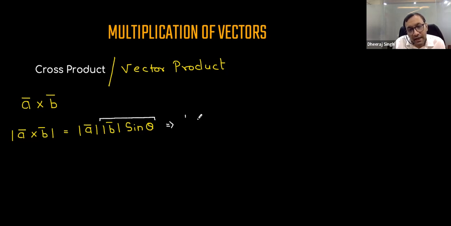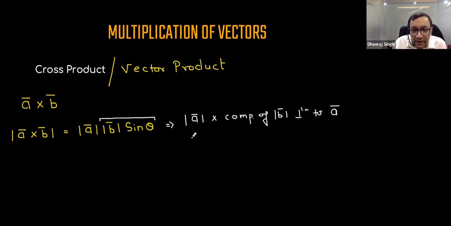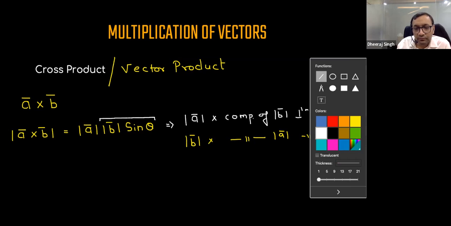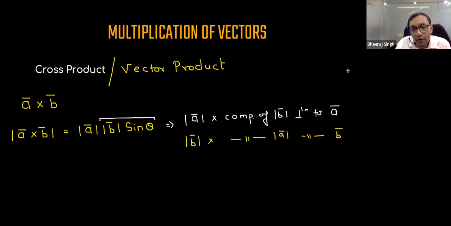So this is A into the component of B perpendicular to A, or you can say B into the component of A perpendicular to B, one and the same thing. But this is about the magnitude of the cross product. What about the direction? It is not a scalar quantity, it is a vector quantity. We found out the magnitude of the vector only. Let us talk about the direction of the vector. Clear?